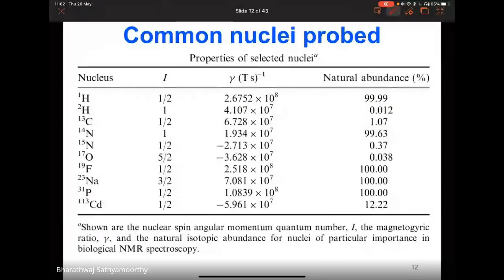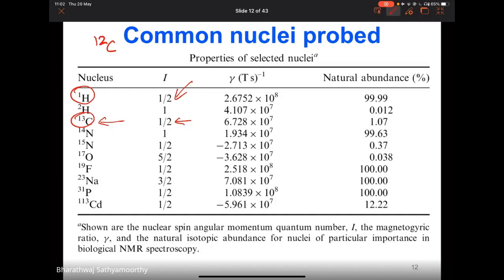The most commonly observed nuclei in NMR are the proton and carbon-13. This is largely because chemists, when they synthesize molecules, have CH bonds. And as you just saw, proton by itself is abundant, NMR active, and has a favorable spin of half. Therefore, this is the most common nucleus being observed. The next most common nucleus that people follow is carbon-13, largely because that's also spin half.